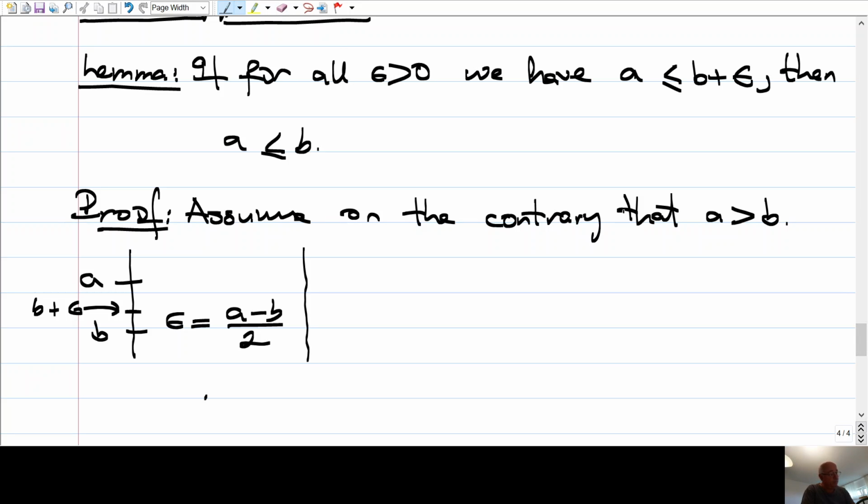So we assume that A is larger than B. Then I will choose my epsilon, because you tell me that for any epsilon, B plus epsilon is larger than A. So I have the right to choose the epsilon any way I want. So let epsilon be this, A minus B over 2. This is a positive number.